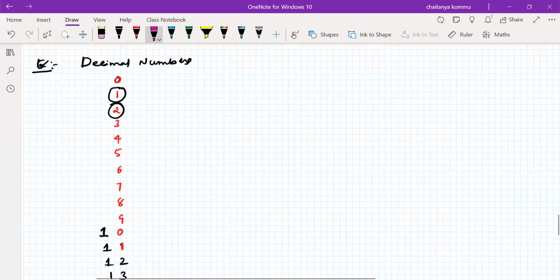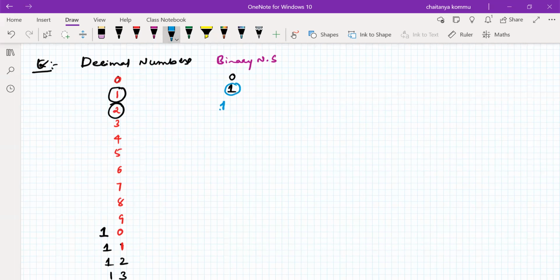Similarly, if you take the binary number system, how many digits are there? We accept 0 and 1. For the third one, what will it be? I have to take 0, 1 here, and place it, starting from 0 and again 1. Once that is completed, then what I have to do is take this number system.